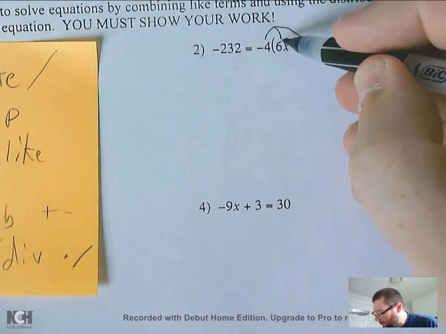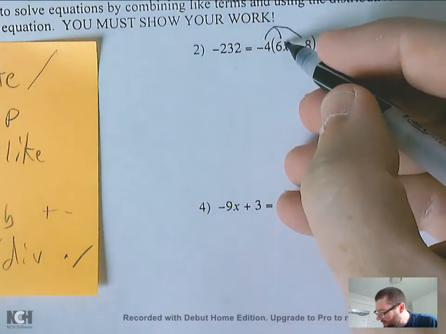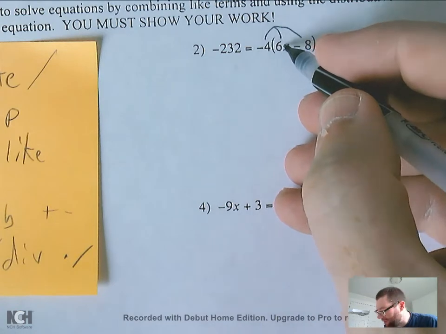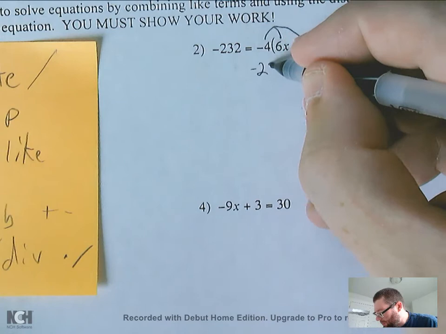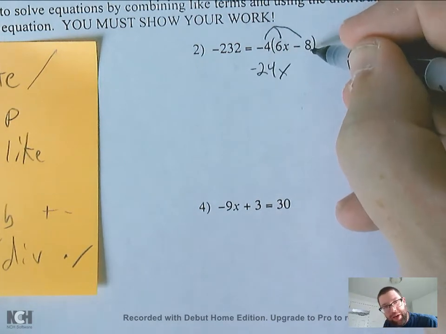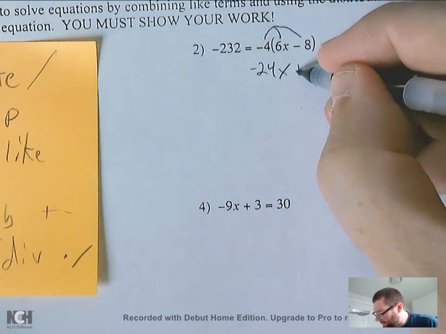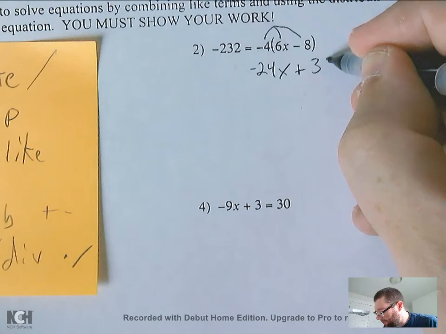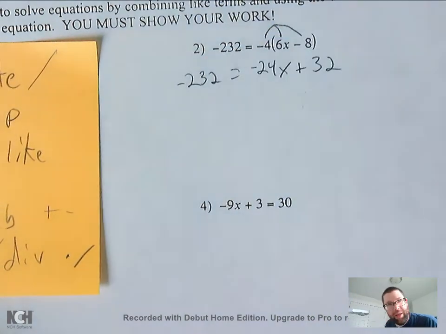So it would be negative 4 times 6x. And when you multiply something by a negative, it just changes the sign of whatever you're multiplying it by. Since this is a positive, it's going to become negative, so it would be negative 24x. And then since this is a negative 8, it would be a negative times a negative, so that would be a positive 32. And then that equals negative 232.